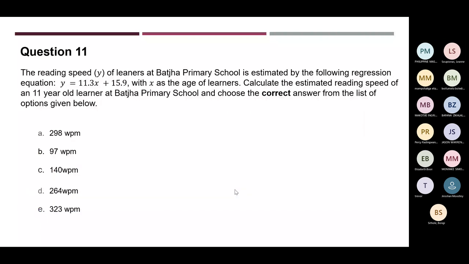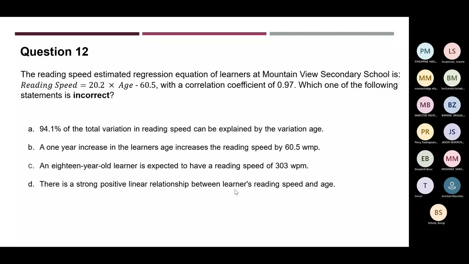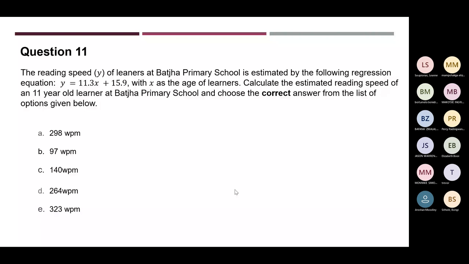Or maybe let's do this question because it's very important that I explain this as well. So with your regression line, you can estimate the value by substituting the value of x, right? So in terms of this question, the reading speed of learners at Baja Primary is estimated by the following regression line. Y is equal to 11.3 times x, which is your slope of 11.3, plus 15.9, with x as the age of the learners.